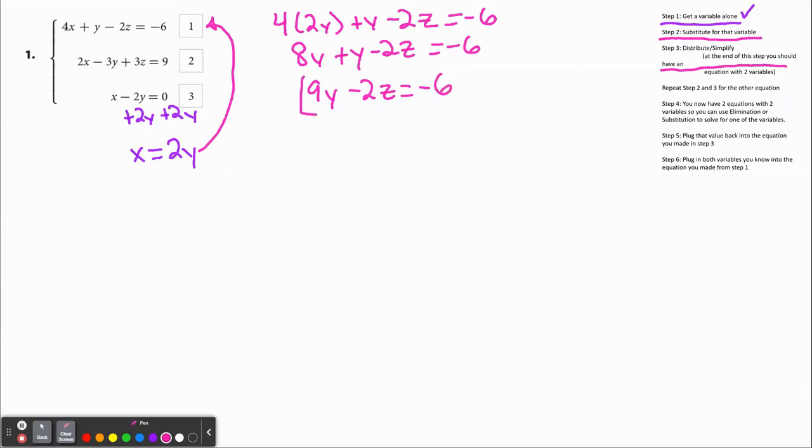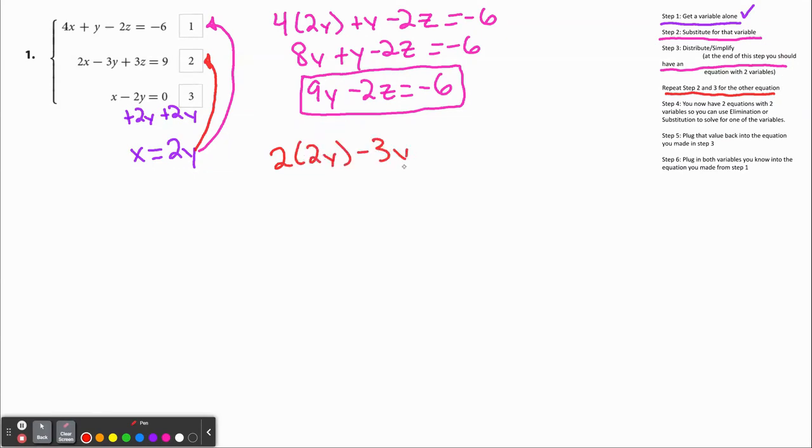Now that I have this all simplified, I'm going to box it because this is going to be important later, and I'm going to come back to this equation. So I'm going to leave that there for now and move on to the next step. The next step is repeating steps 2 and 3, but for the other equation. So that means I'm using substitution again, but for equation 2, and I'm going to get something a little bit different. Anywhere that I see x, I'm going to plug in 2y, and then write out the rest of the equation as well.